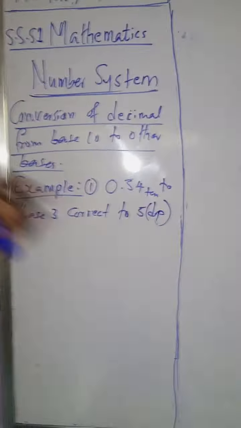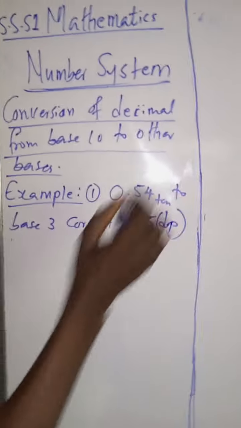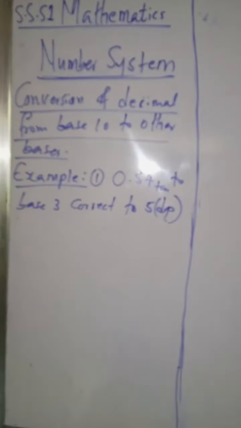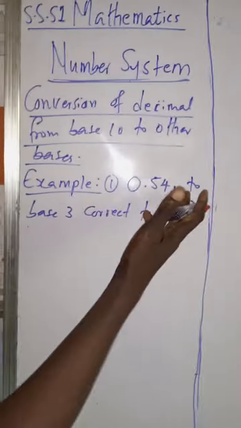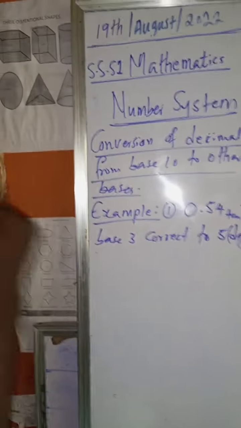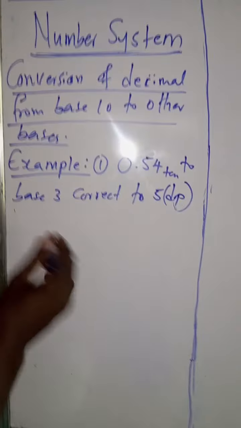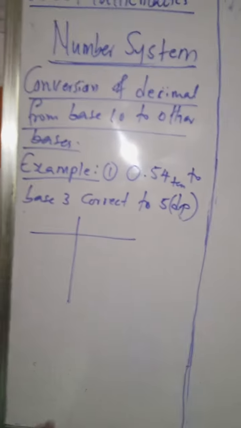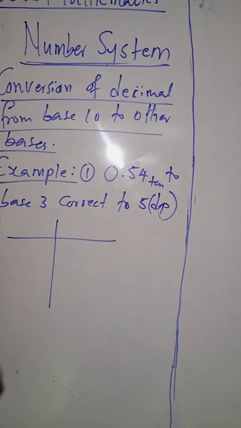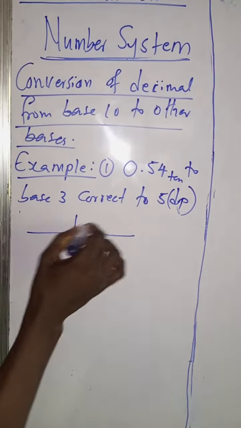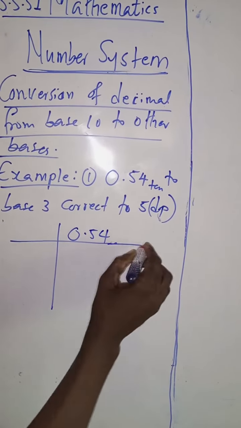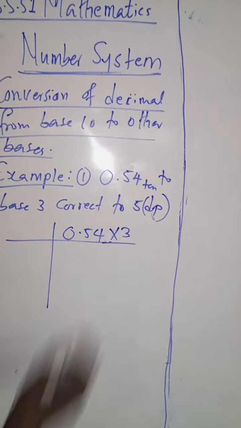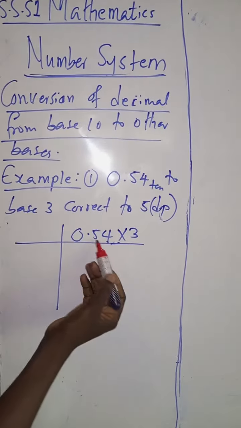Look at this clearly. You see that it's quite different from the one we have done, but we still employ the same method. Like I said, you are going from base 10 to base 3. If it is before the point, we just do our normal division, but here we do the opposite. There we divide, here we multiply. So it's 0.54 base 10 to base 3, isn't it? We multiply by 3.